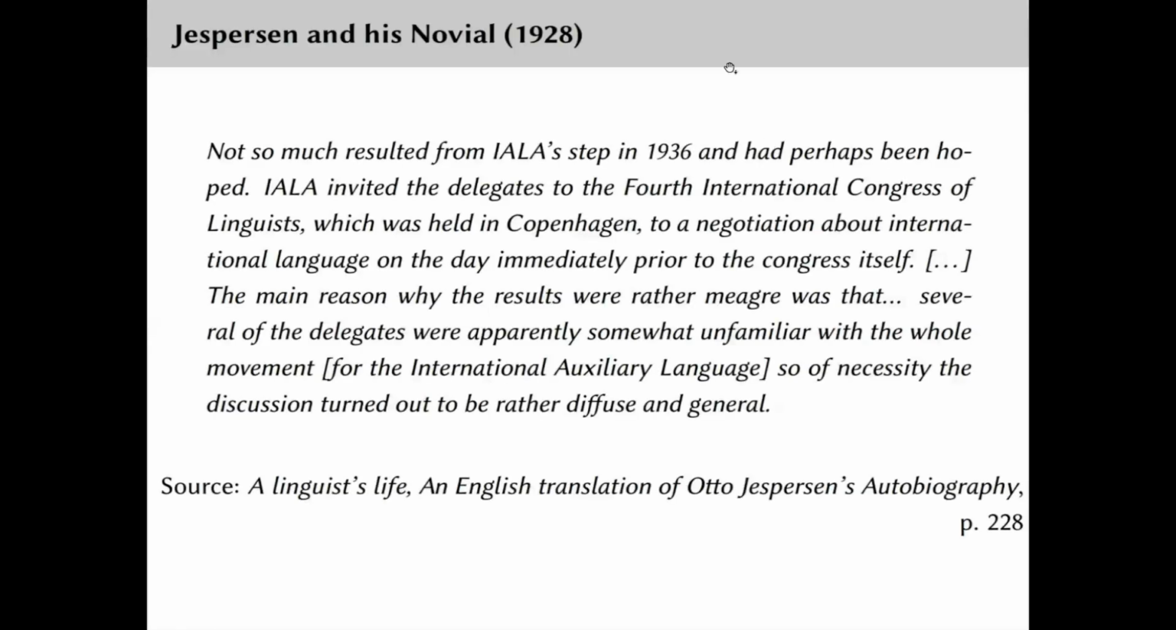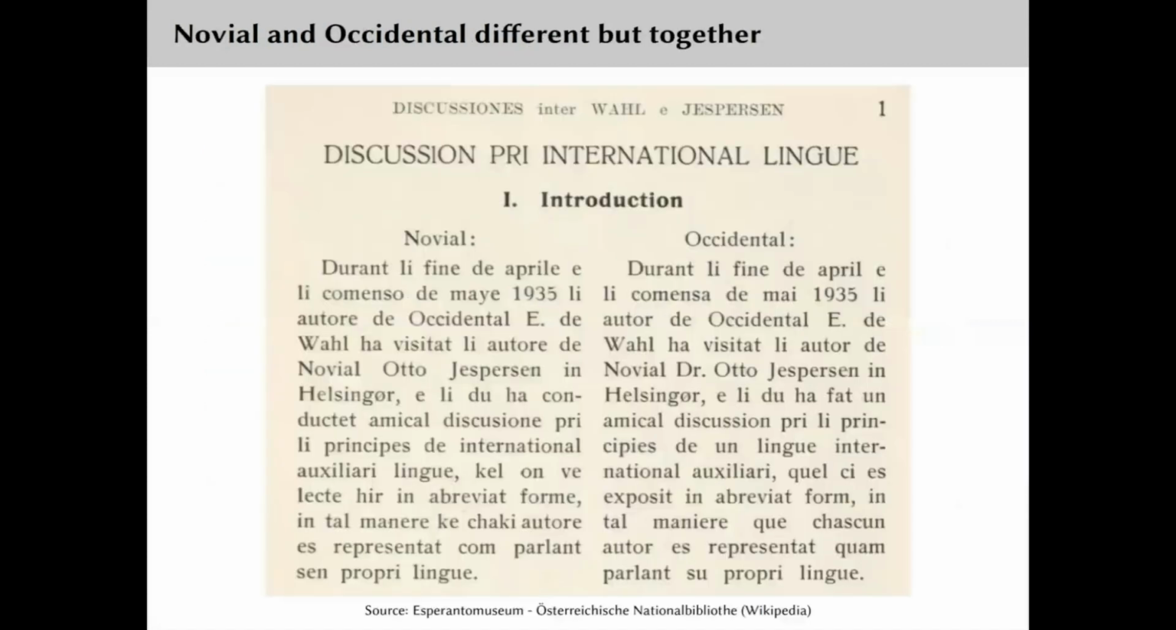Lesson 7, Jespersen and his Novial. In his autobiography, written in Danish and then translated into English, he said that there was a lot of discussion in the Association of International Auxiliary Language, but the results were rather meager. What is the point? He tried to involve all the people together, tried to please all the people together, and he tried to have, let's say, a friendly relation with de Wahl. These are the two versions of the language, which are very similar, Novial and Occidental.